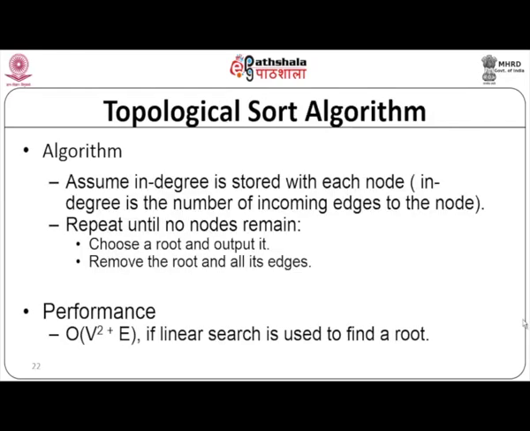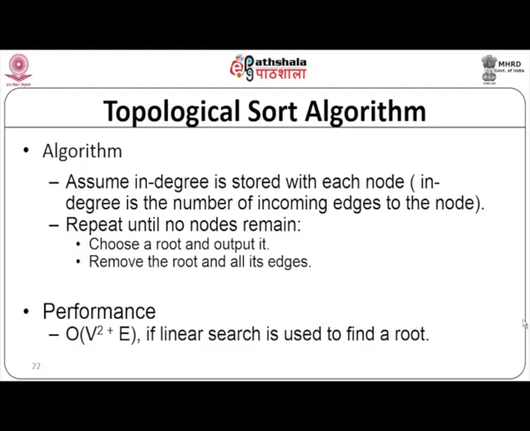So, the algorithm is: assume in-degree is stored. Now, here comes the implementation aspect. We assume that with each node we store the in-degree. Of course, you know in-degree is the number of incoming edges to the node. Repeat until no nodes remain: choose a root and output it, remove the root and all its edges. Then your performance will be of the order of V squared plus E if linear search is used to find a root.